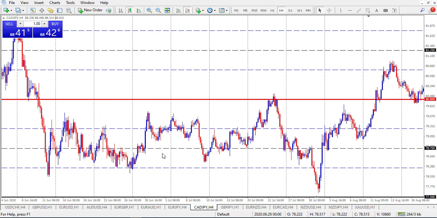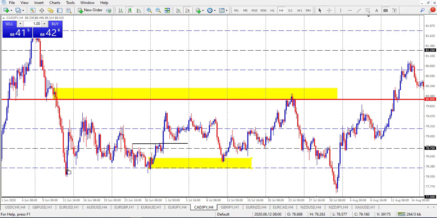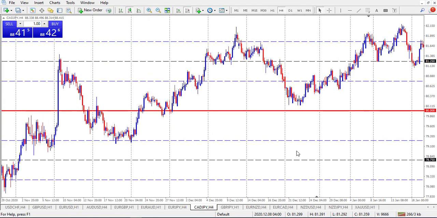This is another consolidation, and what are you looking for? This is break of structure, as you can see, and price came back to what? To retest this order block and went up. So how are we defining your range? You have this and you have this order block. So this is consolidation, and you're just looking for break of structure and return to order block inside the consolidation.